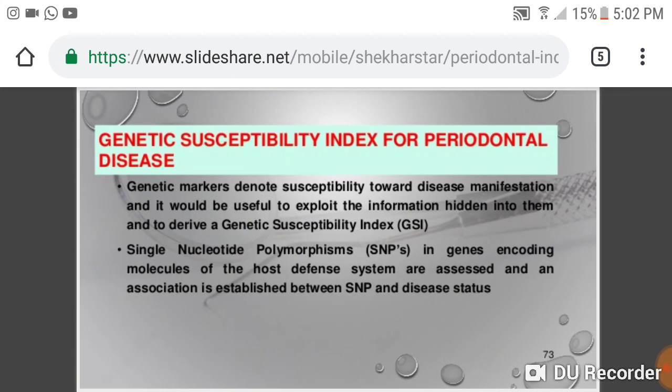Genetic susceptibility index for periodontal disease. Genetic markers denote susceptibility towards disease manifestation, and it will be useful to exploit the information hidden in them to derive a genetic susceptibility index. Single nucleotide polymorphisms in genes encoding molecules of the host defense system are assessed, and an association is established between SNP, that's single nucleotide polymorphisms, and disease status.